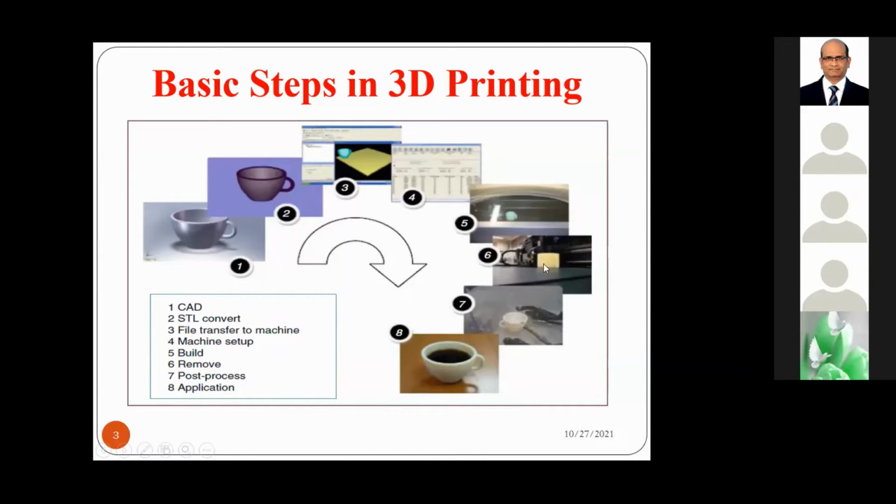After manufacturing, we remove the component from the machine. Then we do some post-processing, which means removing the support structures. Then we use it for our function, our application. Up to the fourth stage you can see that we require software. Without software, we can't do anything in 3D printing.